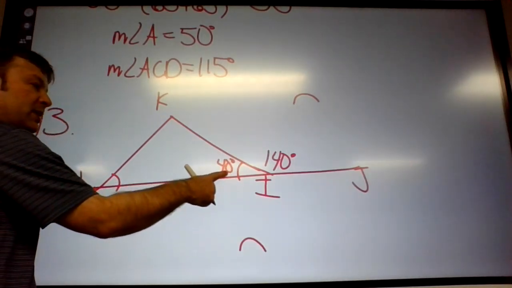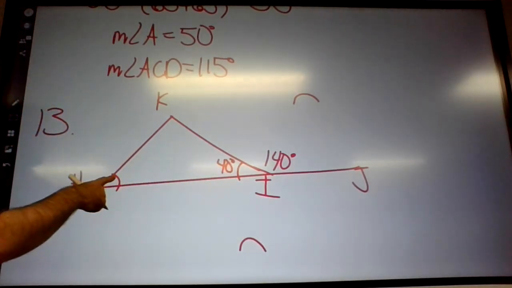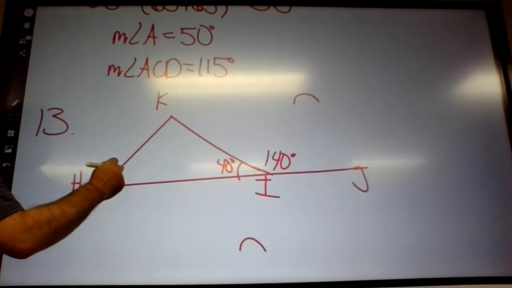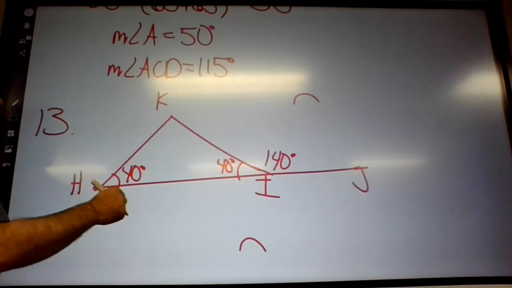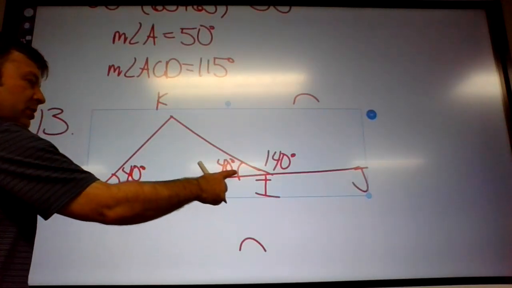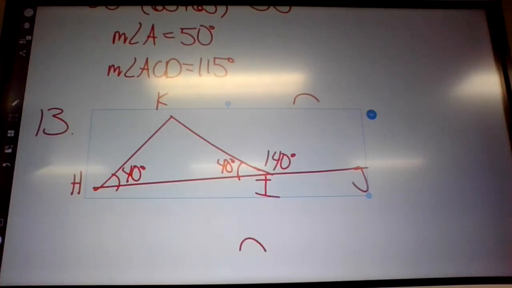If this one is 40 degrees, what's this one? 40 degrees. How did I know that? Because they put one arc here and one arc there. That means they're the same angle.